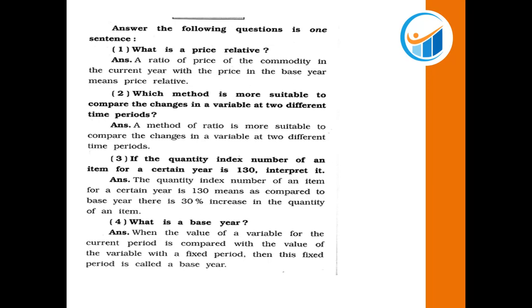So the answer is this: a ratio of the price of the commodity in the current year to the price in the base year means the price relative. So practically we can say P1, that is price of the current year, divided by price of base year P0. Ratio of the price of current year and base year is known as a price relative. So that is the 1 marker question on price relative.